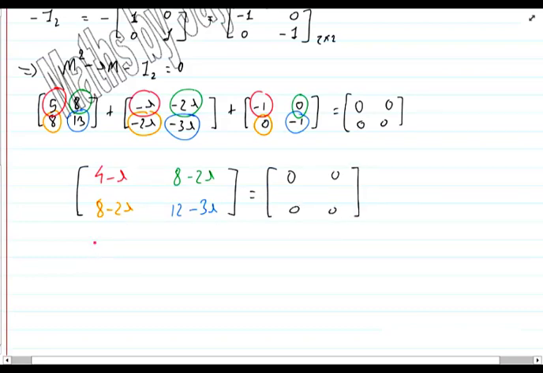Let's compare the corresponding terms. 4 minus lambda is 0 will give us lambda is equal to 4. The next term is 8 minus 2 lambda is equal to 0. So you can see lambda is equal to 4.